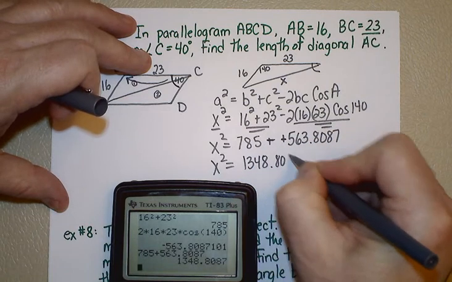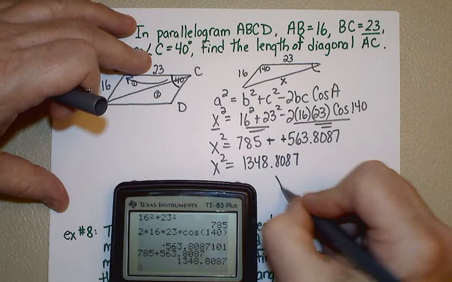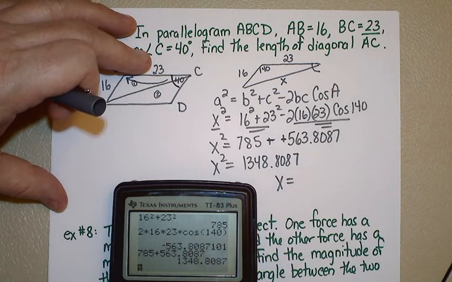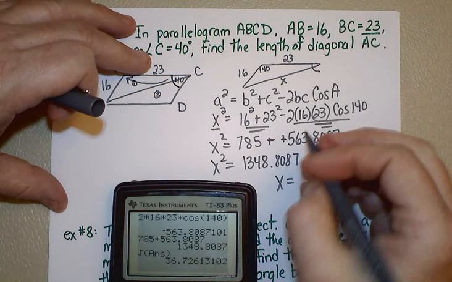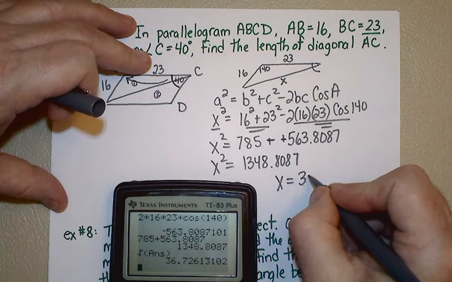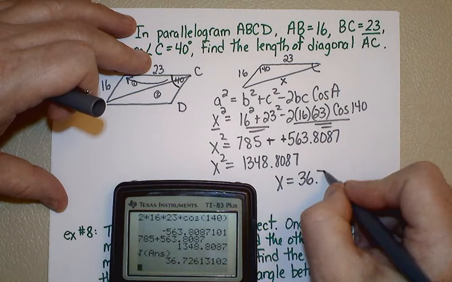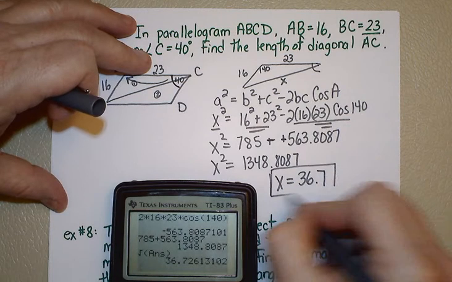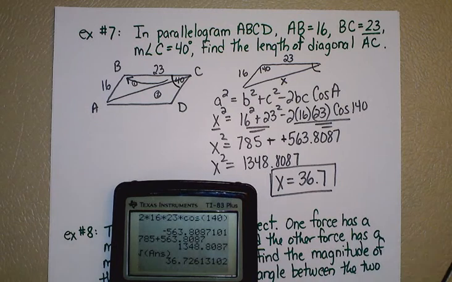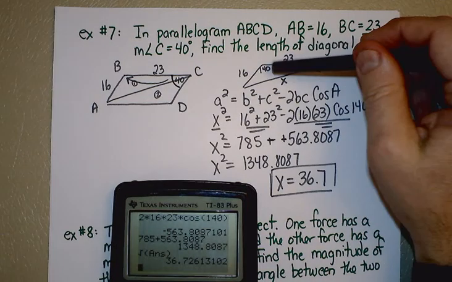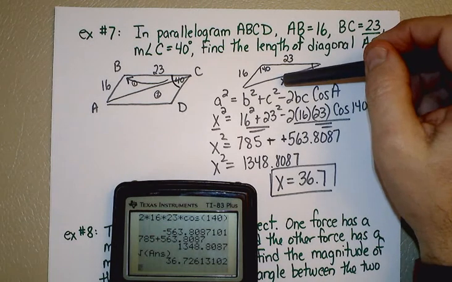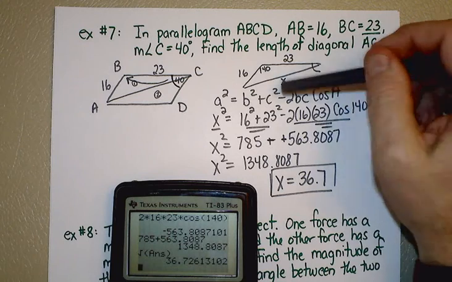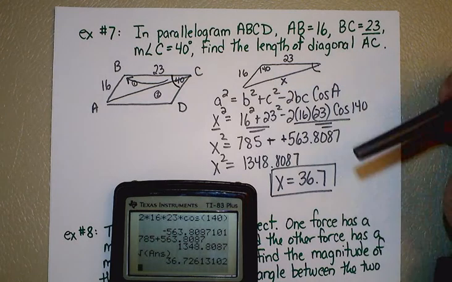and I'm going to have 1348.8087. So x is going to equal, now I want to take the square root of that number, so second square root, second answer, and I want that to the nearest tenth. So 36.7 is the size of the diagonal. And that makes sense, because 140 is definitely going to be the largest angle, so this should be the largest side, and it's the largest side by a lot. All right, so that's example 7.